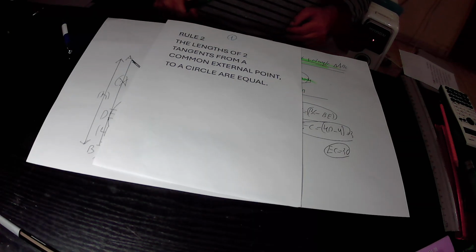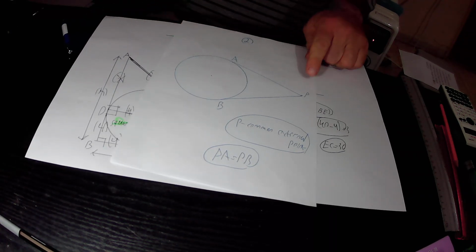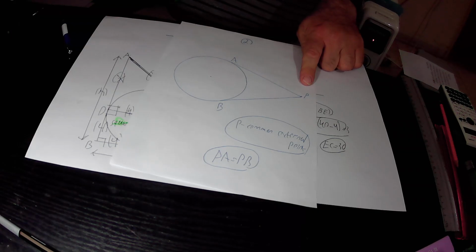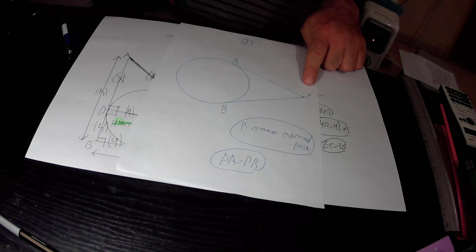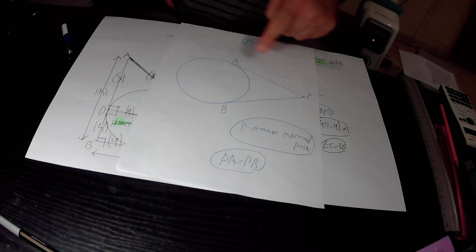According to rule 2, the lengths of 2 tangents from a common standpoint to a circle are equal. In the drawing, we have a circle. This is the common standpoint, point P. From this common standpoint, point P, we have 2 tangents to this circle, tangent PA and tangent PB. According to rule 2, they are equal to each other. That is to say, PA equals PB.